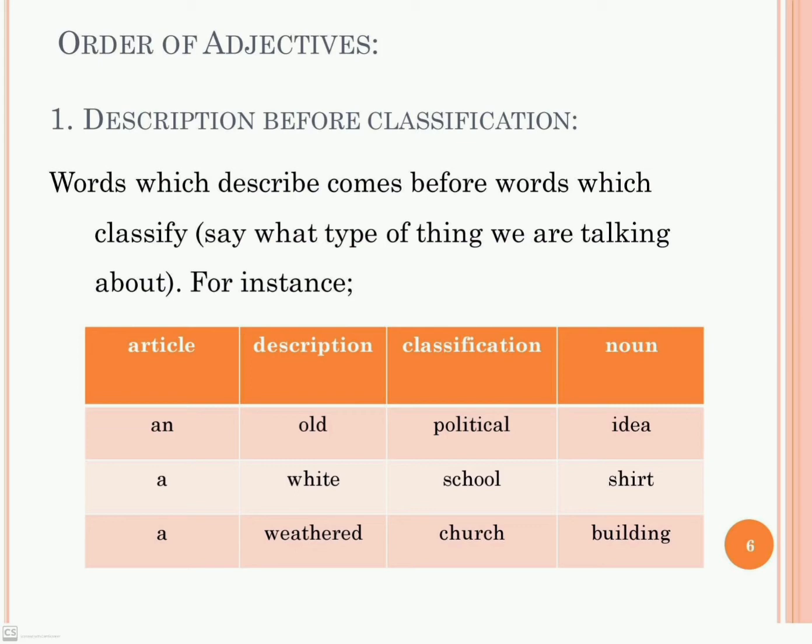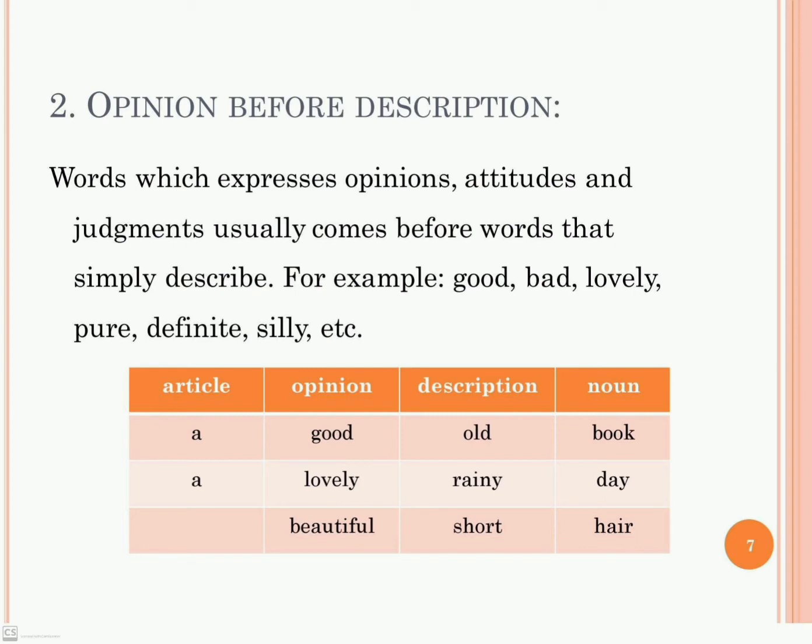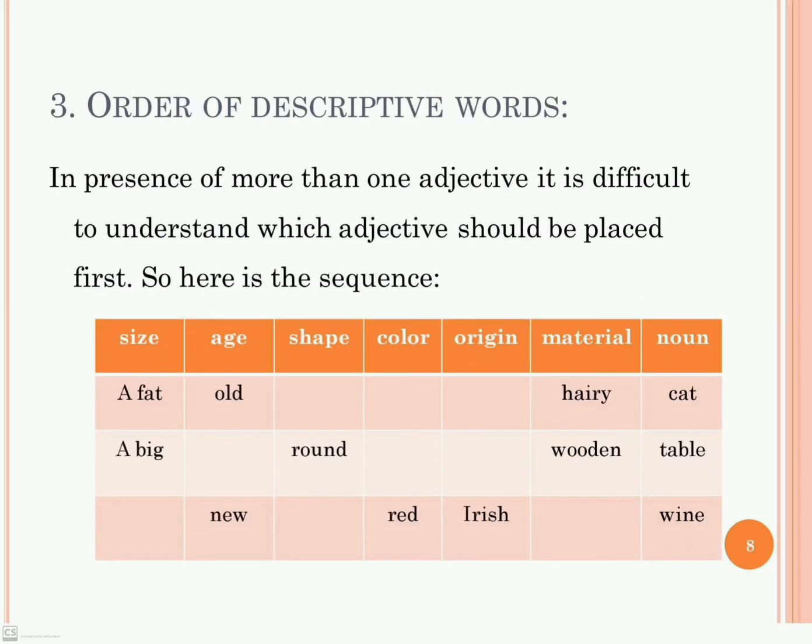On the other hand, opinions are placed even before descriptions. What is opinion? We say something is good or something is bad, something lovely, pure, definite, or silly. These all are our opinions, attitudes, or judgments. So, opinions are placed before description. For instance, a good old book, a lovely rainy day, or a beautiful short hair.